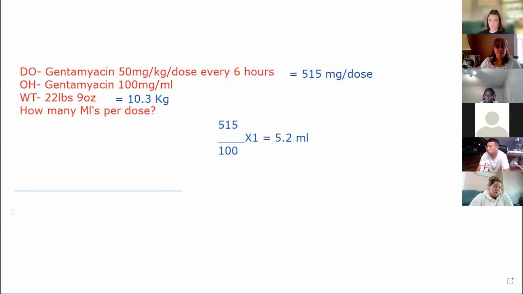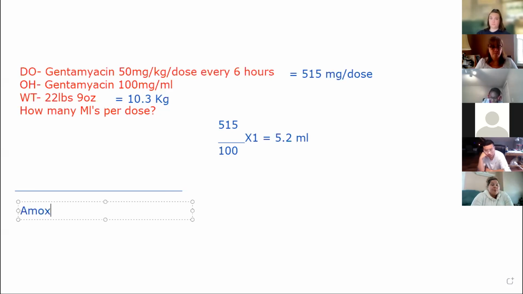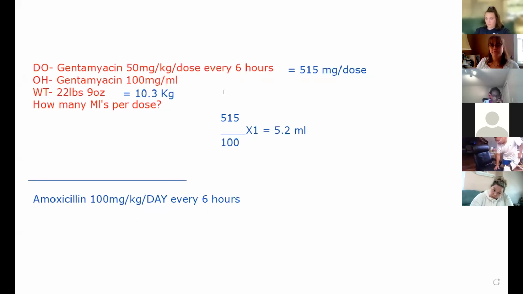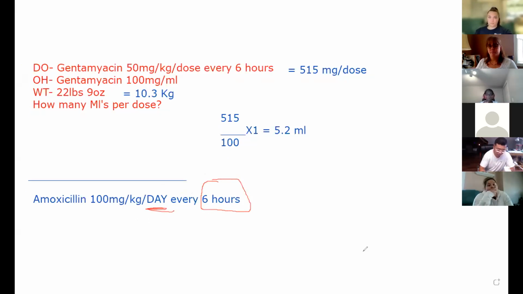If I have an order that says amoxicillin 100 milligrams per kilogram per day, and then I want to give it every 6 hours, this is going to change the whole dynamic of your math. If this word here says day, we will need to divide by however many times a day we're going to give it. So if you're giving it every 6 hours, how many times? 4 times. So 6 goes into 24, 4. So you're going to give it 4 times a day.